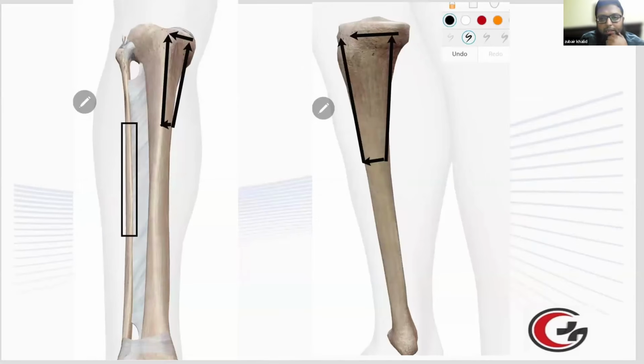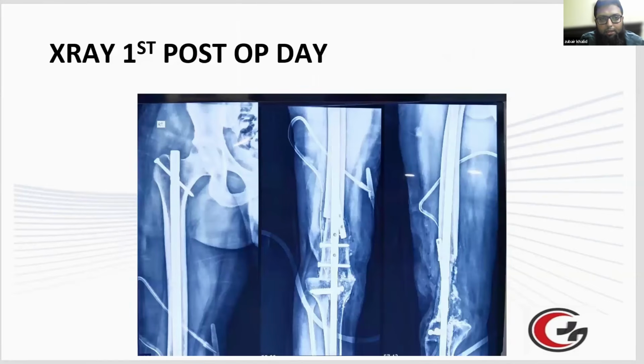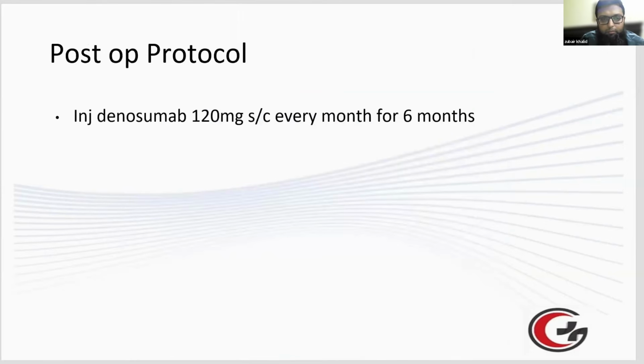This is a diagrammatic presentation in which we basically resect one cortex of the medial side of the tibia this way and rotate it proximally. So this end goes to the distal femur, and this stays here. And we take the non-vascularized 10 centimeter fibula and place it there. And this is the X-ray on the first postoperative day.